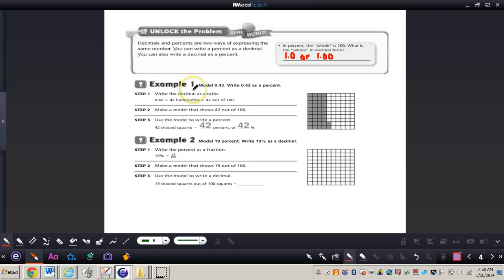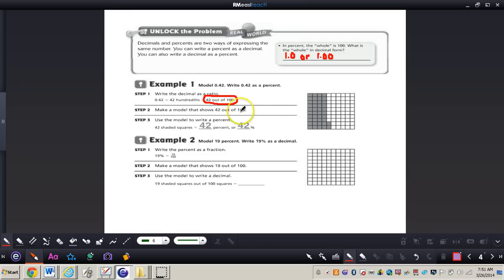Okay, now let's take a look at unlocking the problem there on page 253. It says model 42 hundredths, write 42 hundredths as a percent. Now we're going to take a look at how this decimal relates to a percent. So first of all, it says write the decimal as a ratio. So 42 hundredths equals 42 out of 100. And we talked in the previous video about how percentages are just like representing ratios as well.